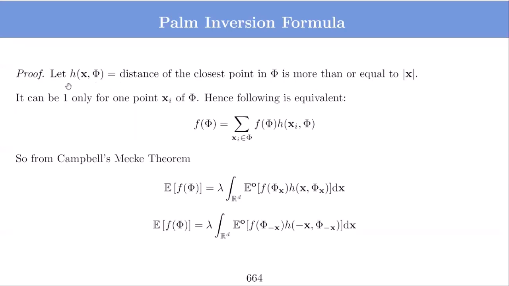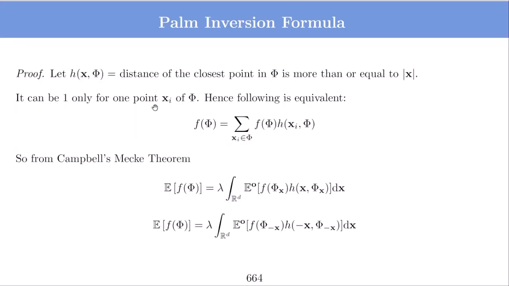Right? So this is just an indicator which tells that there is no point in phi which is closer than x. Okay, so if I construct a ball of radius x from the origin, there should not be any point of phi in it. Note that if you apply this function to all points of phi, only one point can say 1. Okay, and that point should be the closest one.